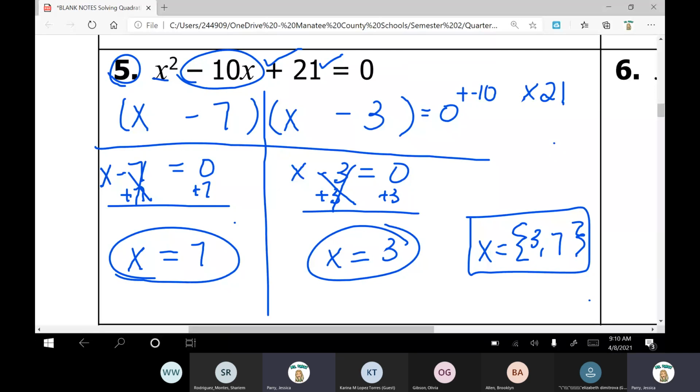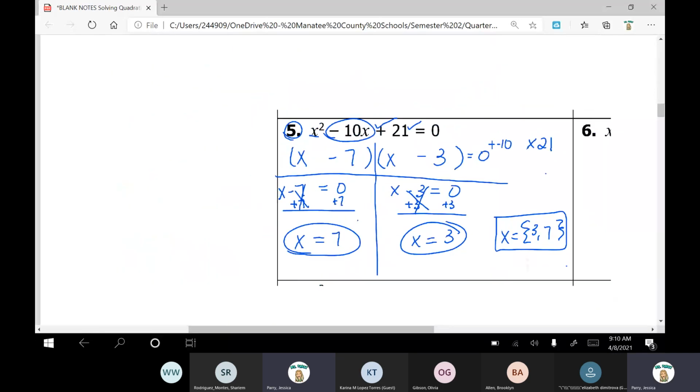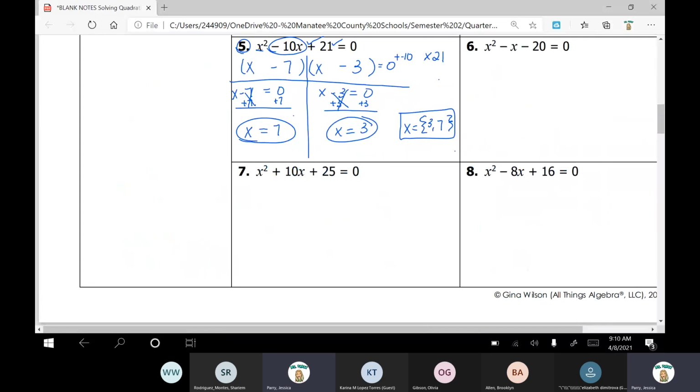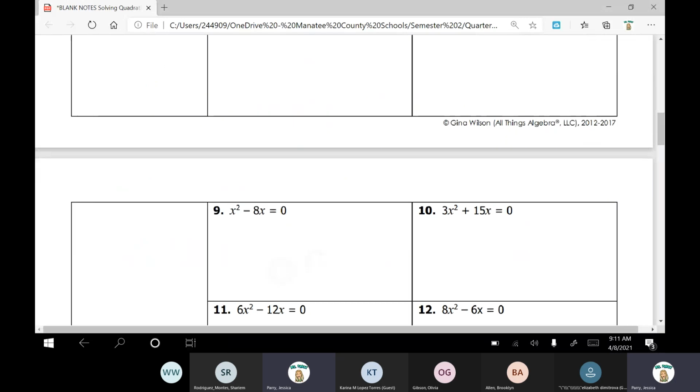Awesome. Okay, let's keep on going. Hopefully by the end of this, you feel even better than that. So that was number 5. There's 2 pages of our notes. Next one we'll do, here's number 9.